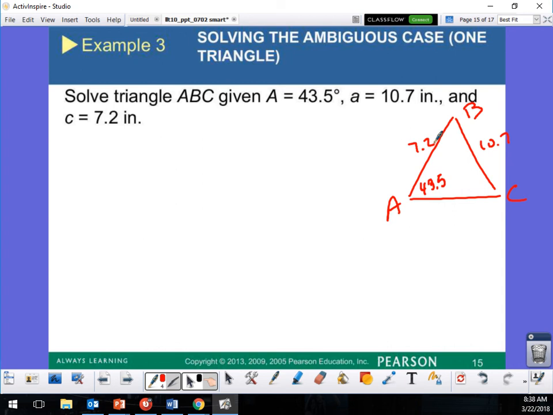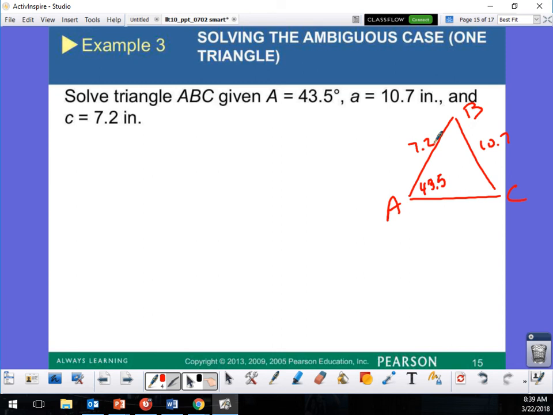Okay, so now given this one right here, what do I know? Just given the sides, what do I know about angle C? It's gonna be smaller. It has to be smaller than A. That's important. It has to be smaller than A. Yes? Yep.